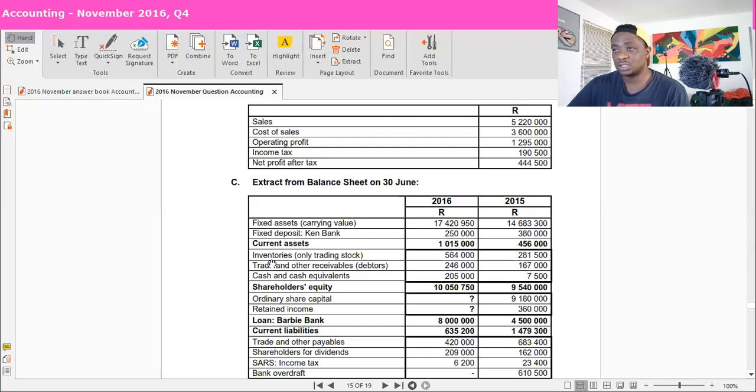The alternative to that, you can simply say trade and other receivables plus cash and cash equivalents, and just leave out the inventories. So it depends how you approach it. In some situations, you may not be given the inventories. So in that case, you just have to take these two and add them together, and then say is to current liabilities. Cool. So let us go.